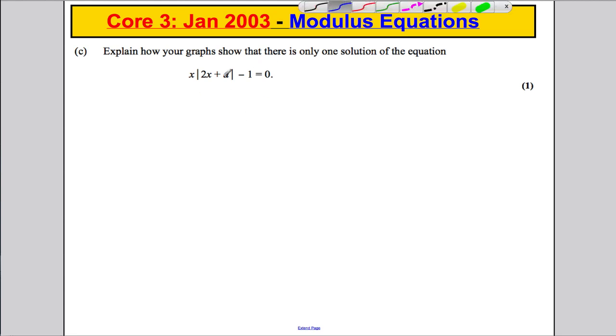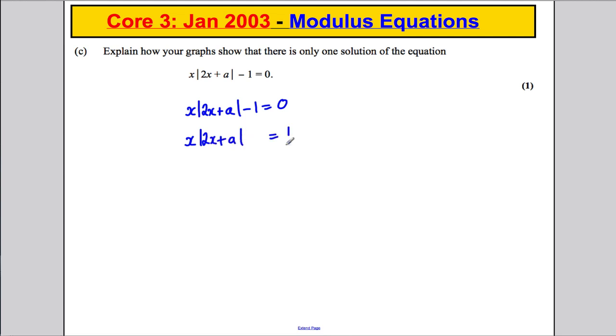Well, let's just rearrange this first. We've got x mod 2x plus a, subtract 1 is 0. If I add 1 to both sides, x mod 2x plus a is 1. If I divide both sides by x, mod 2x plus a is 1 over x. This equation, equation 1 and equation 2 are equivalent.